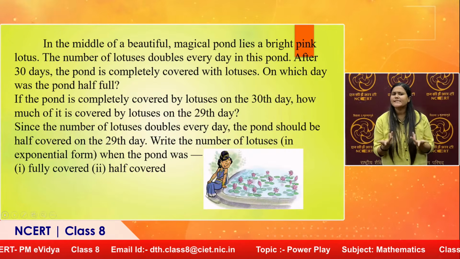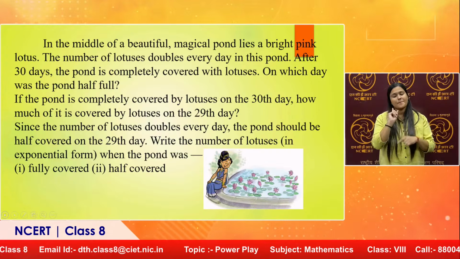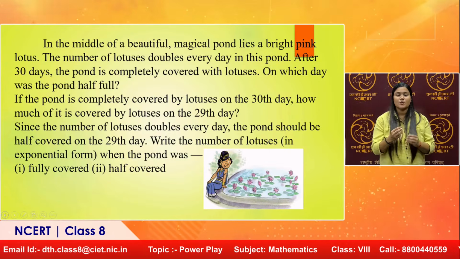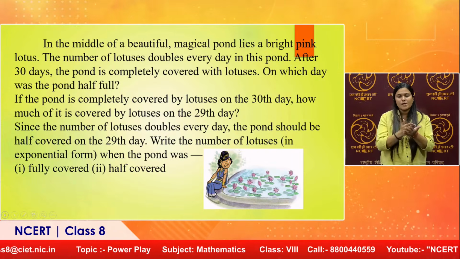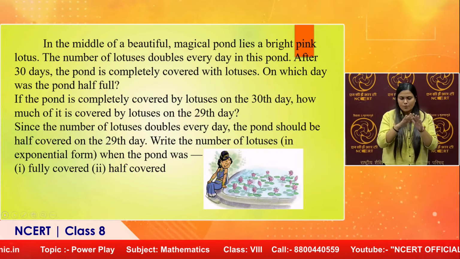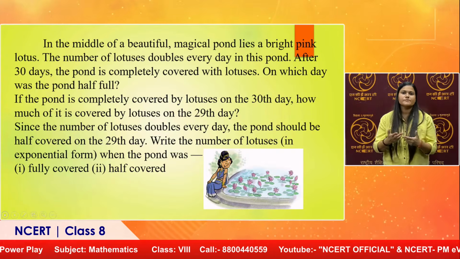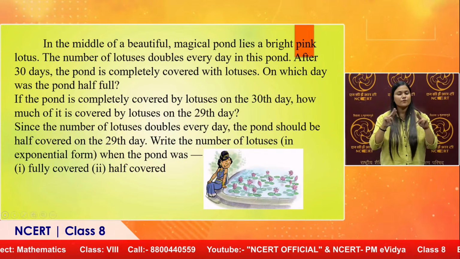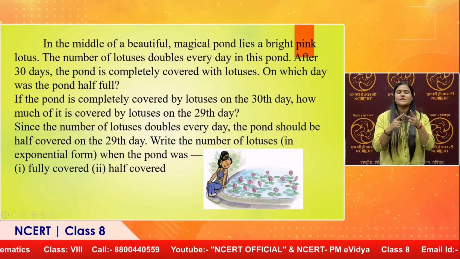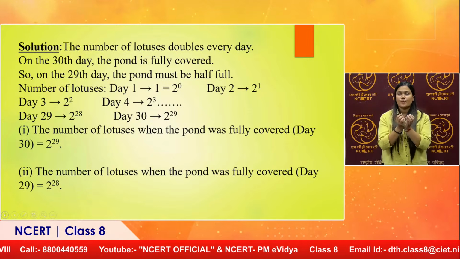It looks a little bit tricky. Yes, but it is very simple. Since the number of lotuses doubles every day, the pond should be half covered on the 29th day, isn't it? Write the number of lotuses in exponential form when the pond was fully covered, and second, when it was half covered. So children, the number of lotuses doubles every day is mentioned in the question.